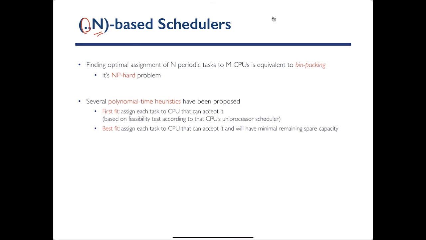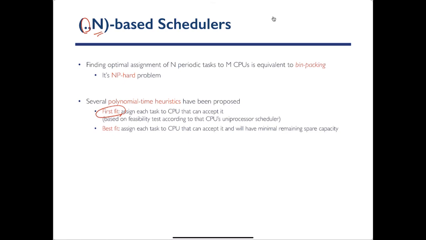So no matter how you set the priorities, if you don't allow migration, then finding an optimal schedule, a feasible schedule, is going to be NP hard. Now, there are several polynomial time heuristics for this. So one is first fit. This is very similar to the first fit memory allocation that you had.